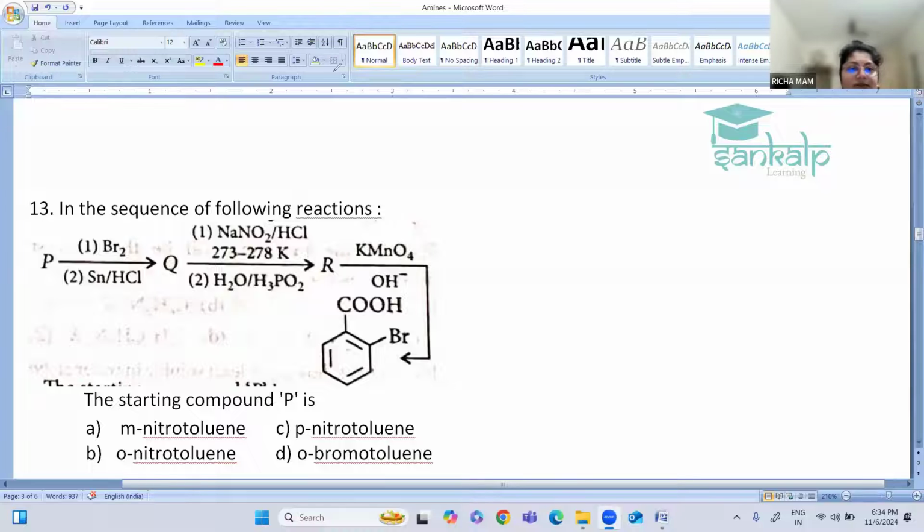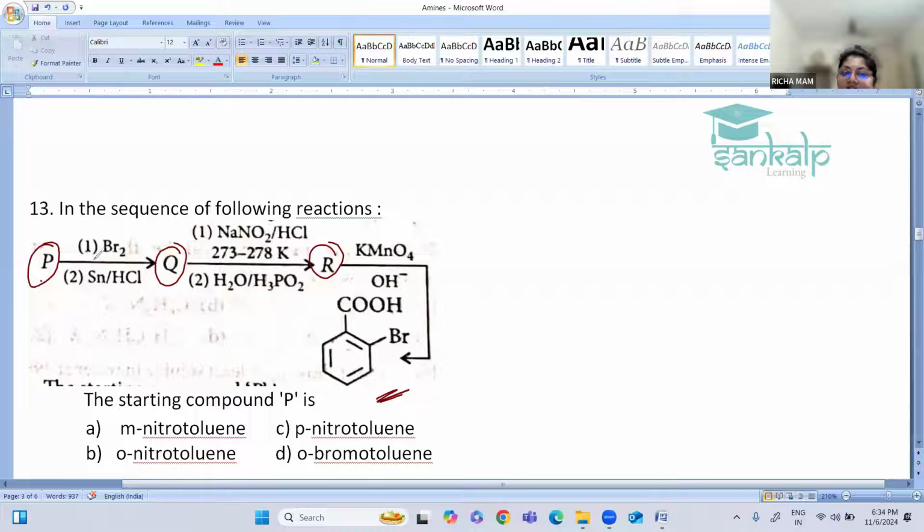Okay, so let us continue. So here a sequence of reactions is given, and you can see on the arrow marks, they have given P. So we have to find what is P, what is Q, what is R. They have given the final product.